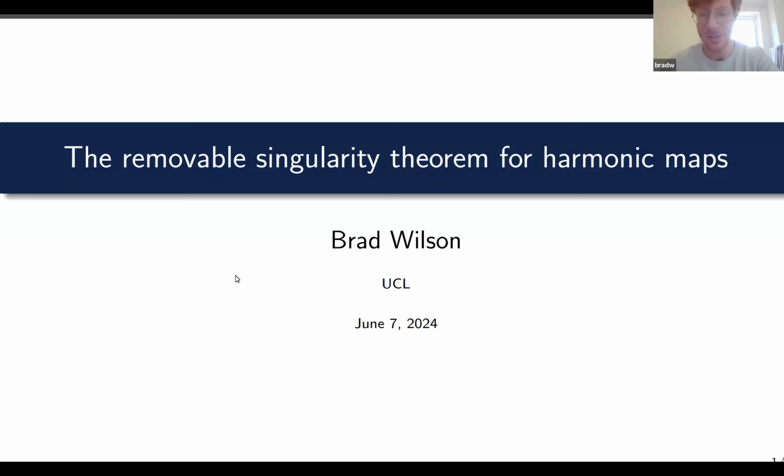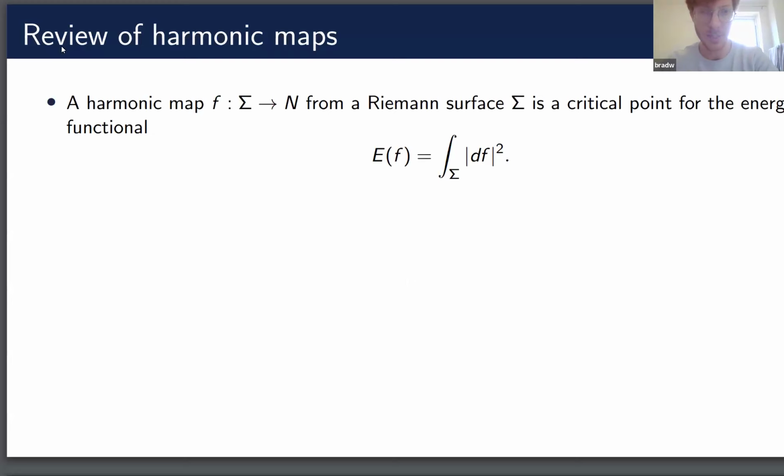All right, so today we're going to talk about the second part of the second theorem needed to prove the Uhlenbeck compactness theorem, which is this removable singularity theorem. So let's just start off by reviewing some stuff we did last time about harmonic maps.